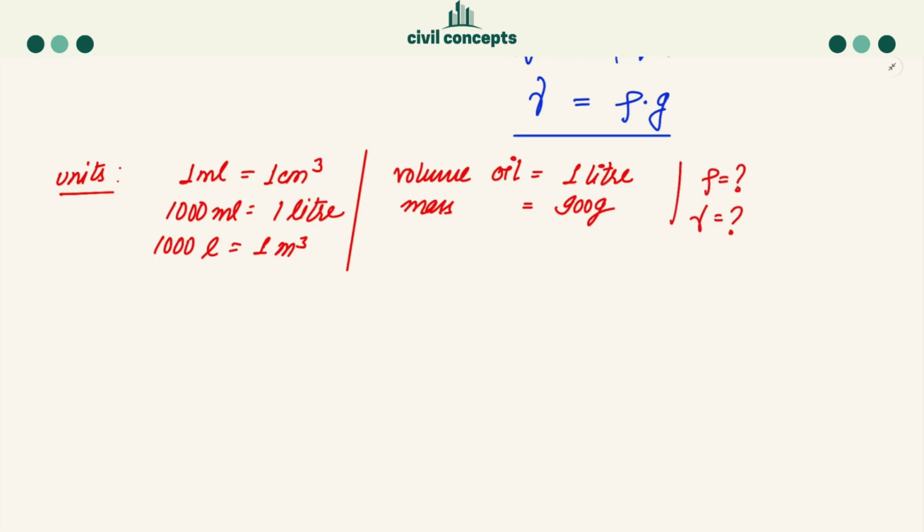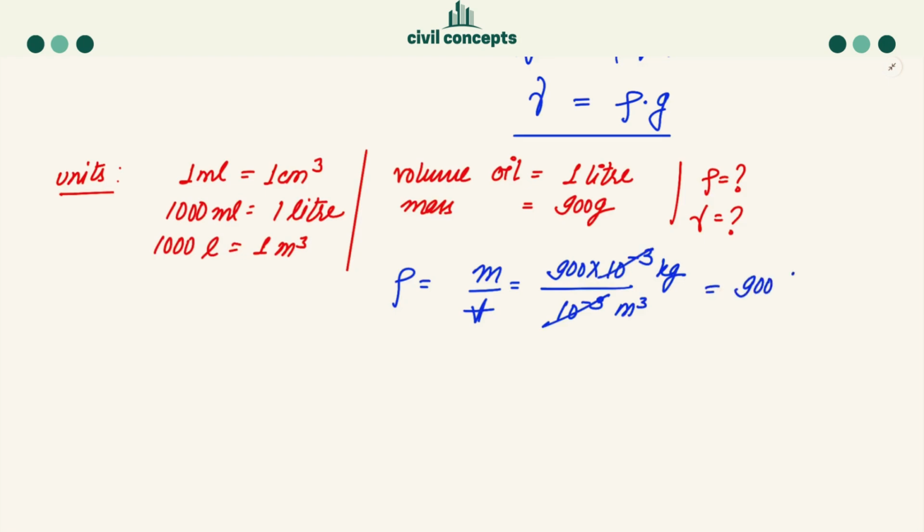So to find the density, it is mass upon volume. You know that mass is 900 grams, so when you want to convert it into kg, you go 900 into 10 raised power minus 3, and this is kg. And when you want to convert liter to cubic meter, you know that 1 liter is equal to 10 raised power minus 3 cubic meter. So this cancels out and you get the density is equal to 900 kg per cubic meter.